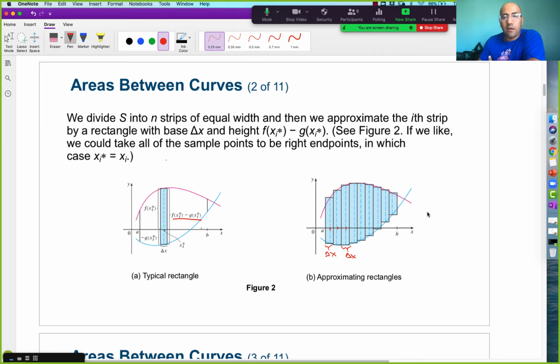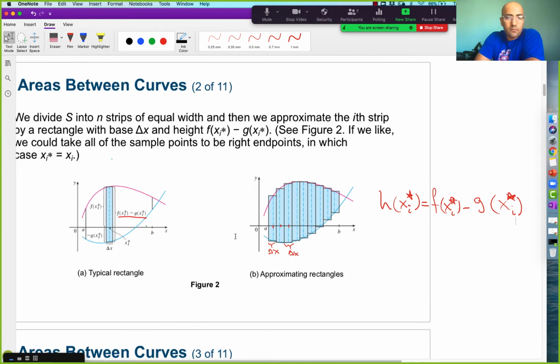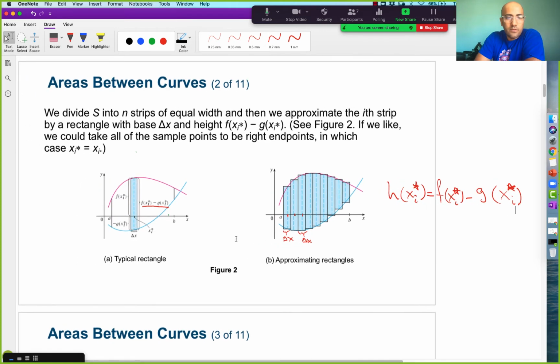Right? So we can come up with some new function, which is the heights. The height at x sub i star is equal to f of x sub i star minus g of x sub i star. In this order, because we know that for the particular domain we're interested in, f of x is higher, it has larger values than the g of x function. Right? Any questions so far? No? Looks familiar? This is very similar to integrals, right? When we first introduced integrals.